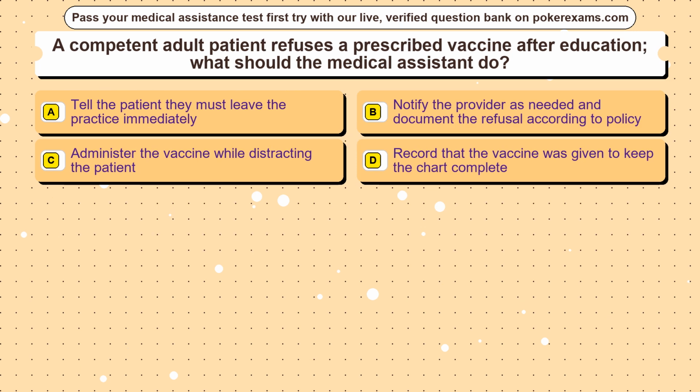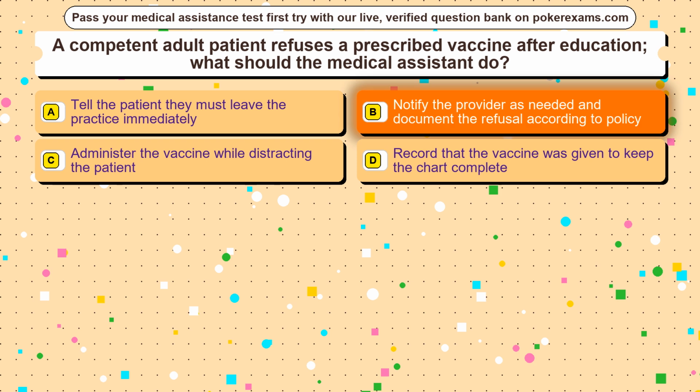Question 3. A competent adult patient refuses a prescribed vaccine after education. What should the medical assistant do? Option A. Tell the patient they must leave the practice immediately. Option B. Notify the provider as needed and document the refusal according to policy. Option C. Administer the vaccine while distracting the patient. Option D. Record that the vaccine was given to keep the chart complete.